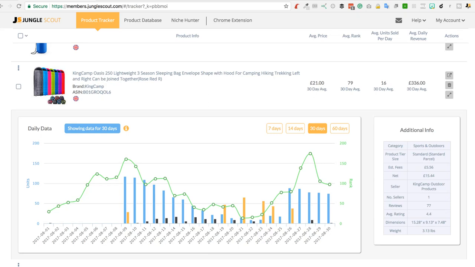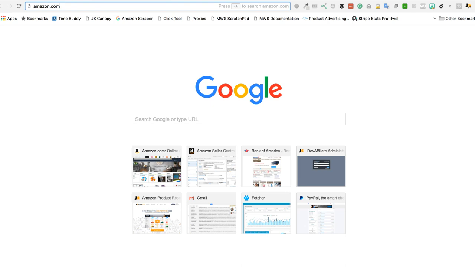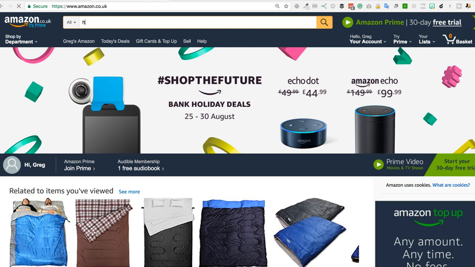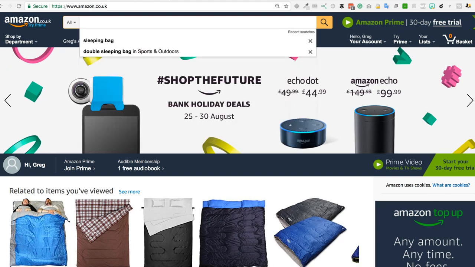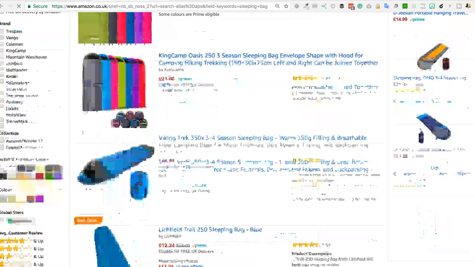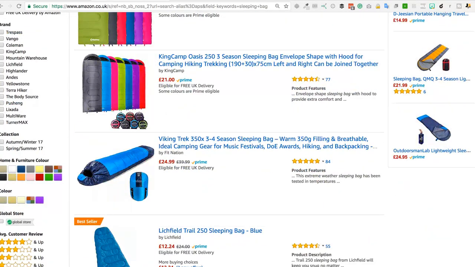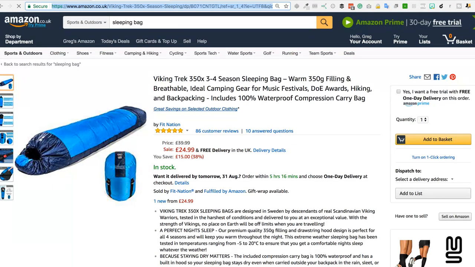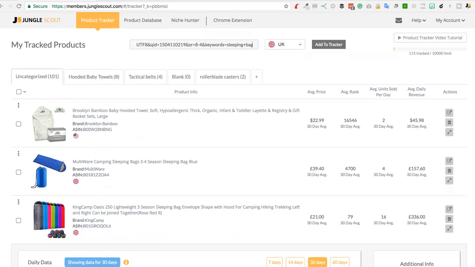So what's cool about this is we can kind of like look at these products underneath a magnifying glass, right? So let's go ahead and just actually, I'm just going to go to amazon.co.uk. I'm going to search for, we're not selling baby towels anymore, sleeping bag. And let's see. So which one of these do you like? This Viking Trek one is probably the most similar. Okay, cool. So I'm going to add this just to my tracker real quickly, just so we can look at it on mine.